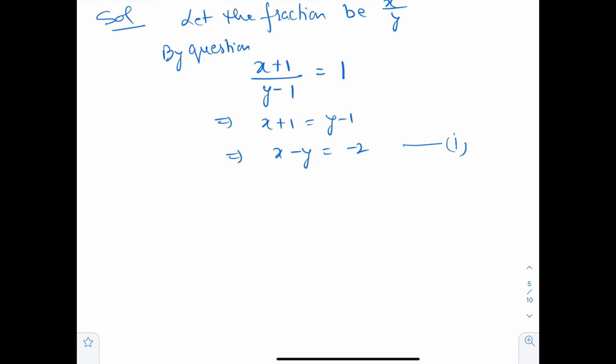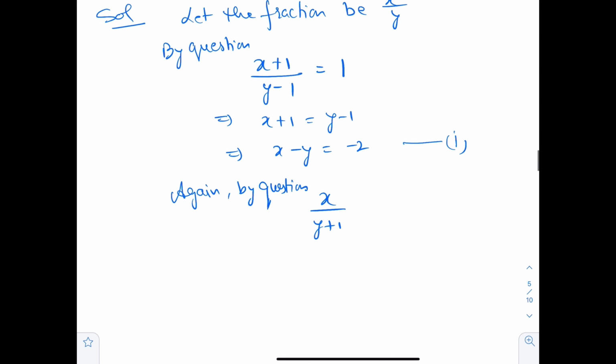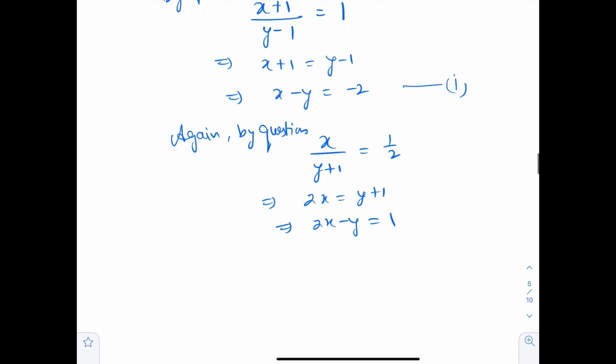Now second condition, again by question, x upon y plus 1. If we add 1 to denominator, then we get fraction equal to 1 by 2, or this implies 2x equal to y plus 1 implies 2x minus y equal to 1. This is equation number 2.